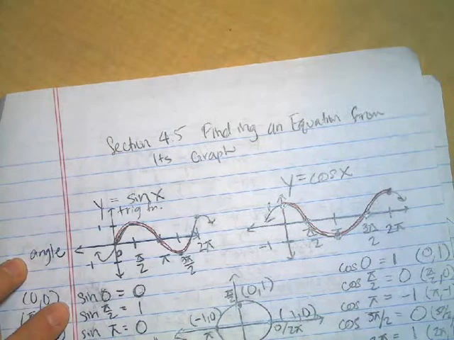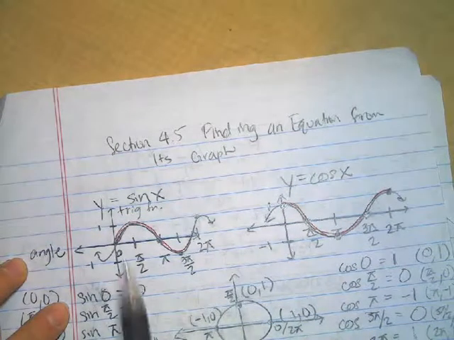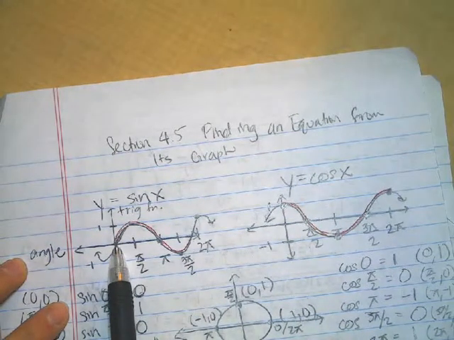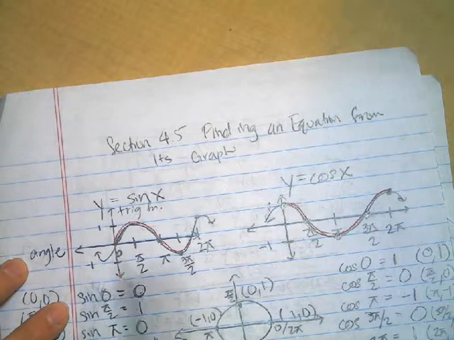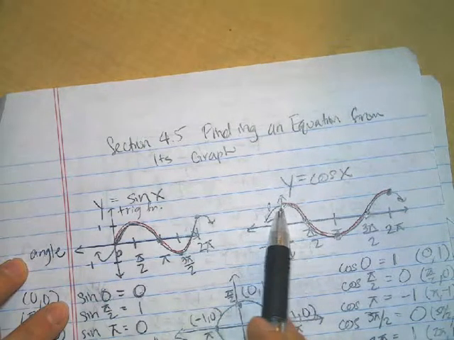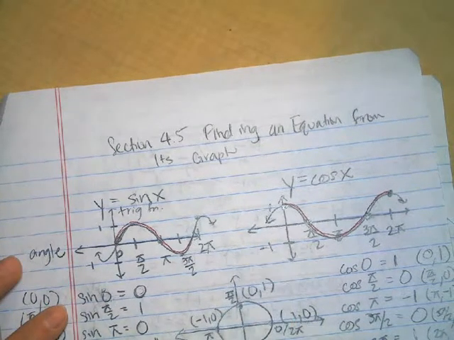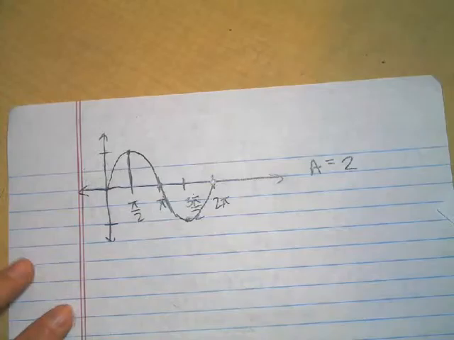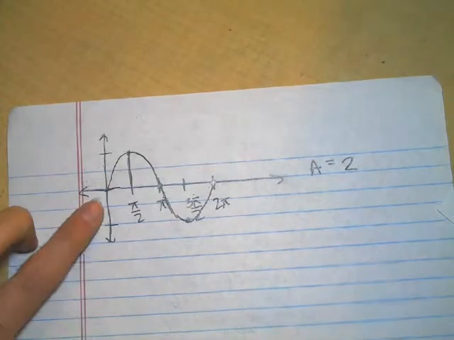Now, is the length of this the same? Is it still from 0 to 2 pi? Yes. Has it been moved left or right at all? No. Okay, so we know that this part in the parentheses, which represents the horizontal stuff, I don't need a B and I don't need an H. It's just plain old x, because nothing happened horizontally.